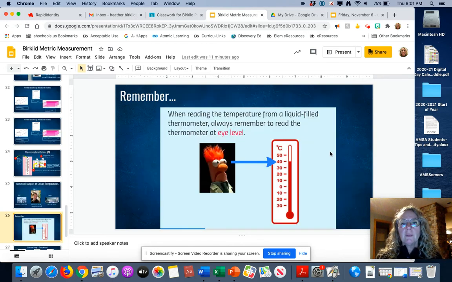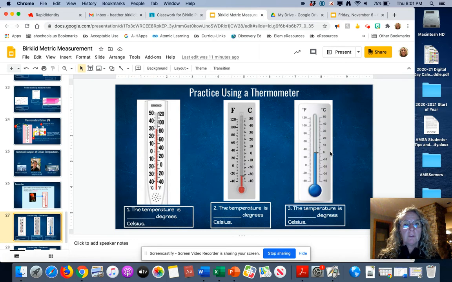When reading the temperature of a liquid-filled thermometer, it's kind of like reading a graduated cylinder. You need to make sure that you get even with it so that you're looking right at the line where it goes to. So I want you to look at these and practice reading these. Again, be careful of the scale. Look at the 3 thermometers and think, what do I think the temperature is on each of those?